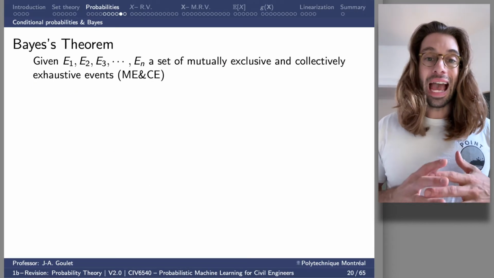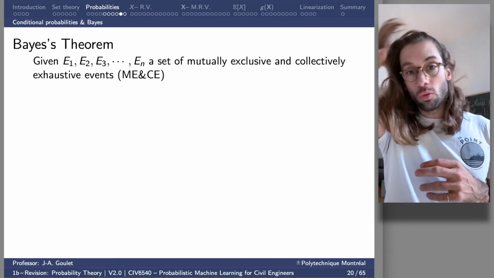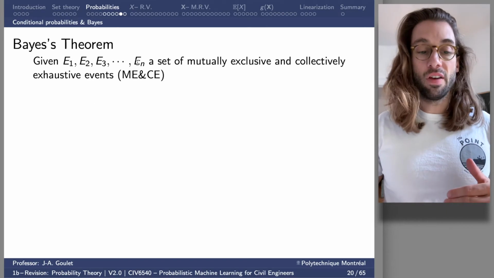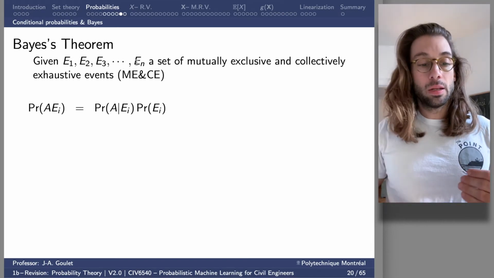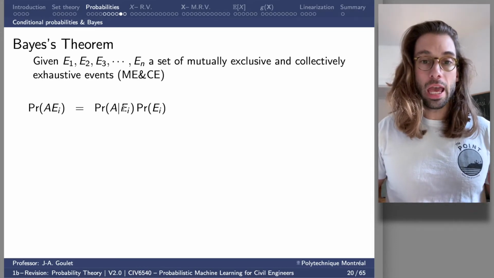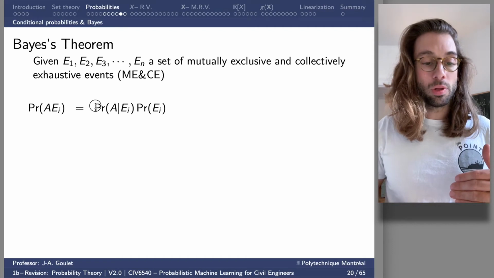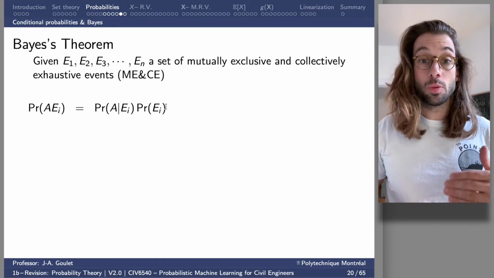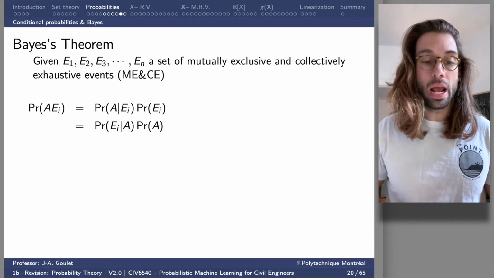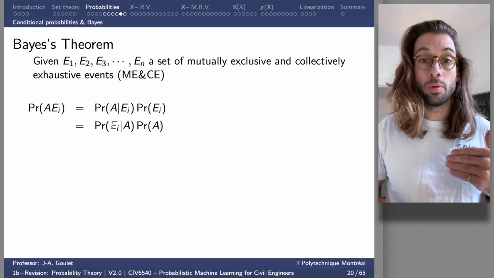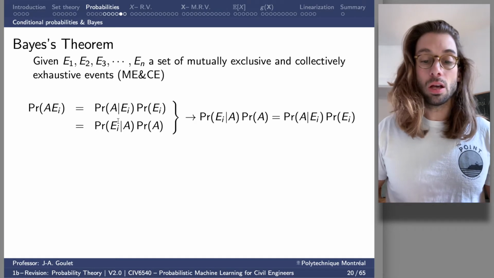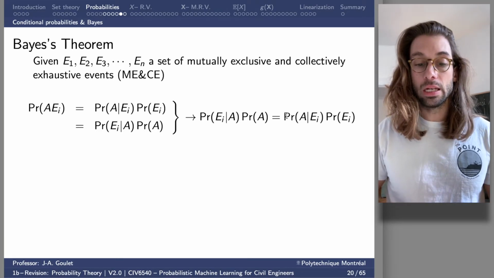So now let's look at Bayes' theorem, okay? Given we have a set of n mutually exclusive, collectively exhaustive events, we can define the joint probability of A and Ei as a conditional and a marginal, okay? Probability of A given Ei times the marginal probability of Ei. As we said earlier, we can also express that joint probability in a second way. We can also use the conditional probability of Ei given A times the probability of A. So now these two things are equal, okay? So I can represent them in this way.